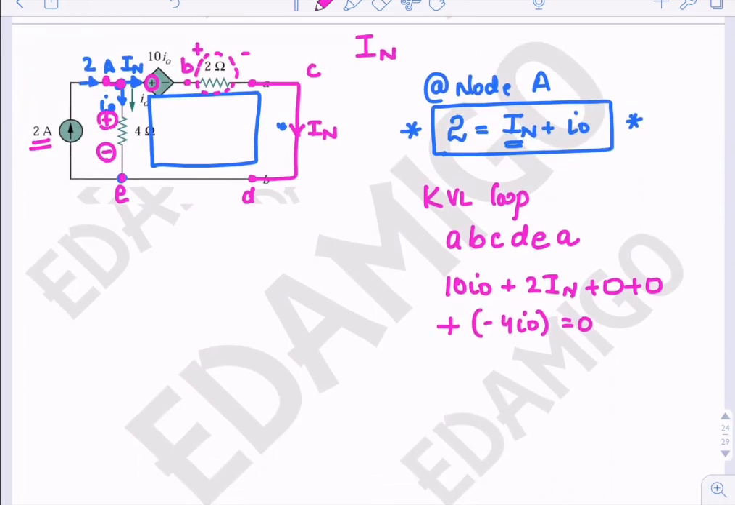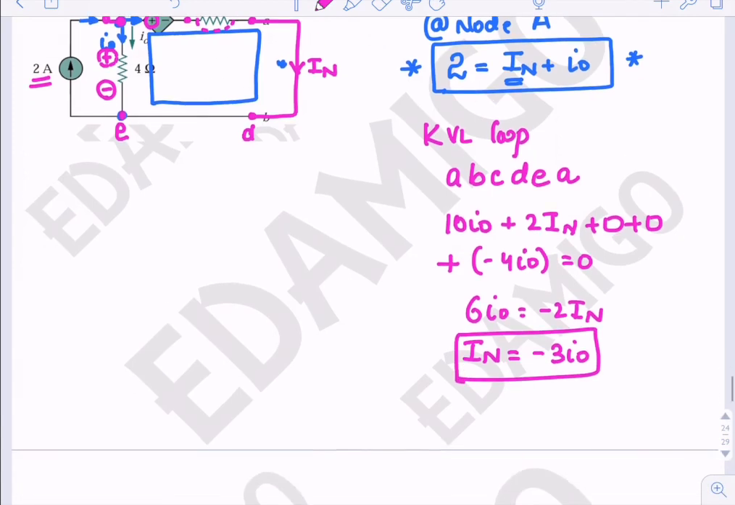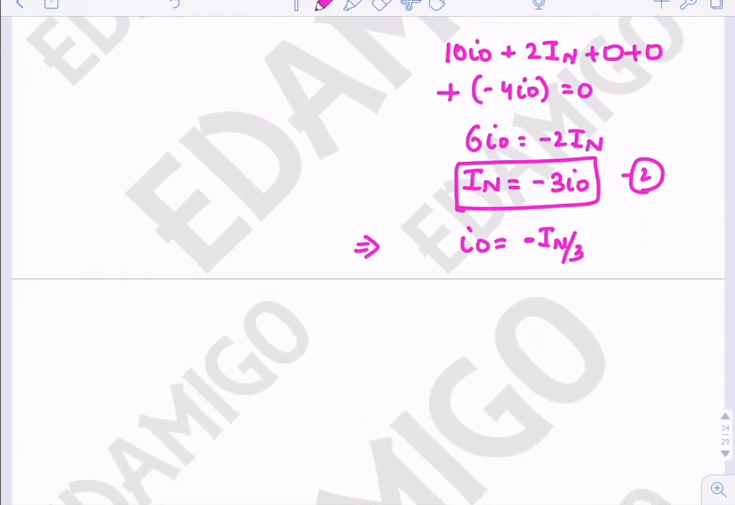So from here we can see that 6 I naught is equal to minus 2 IN, or we can say IN is equal to minus 3 I naught. So we can easily solve this. I naught equals minus IN by 3. Putting this in equation number 1, we can say that 2 is equal to IN plus I naught. So it is IN minus IN by 3.